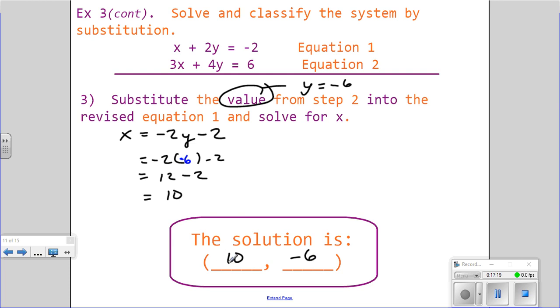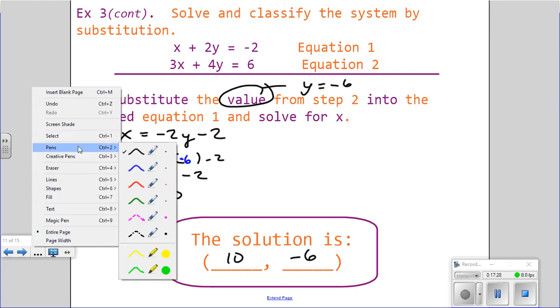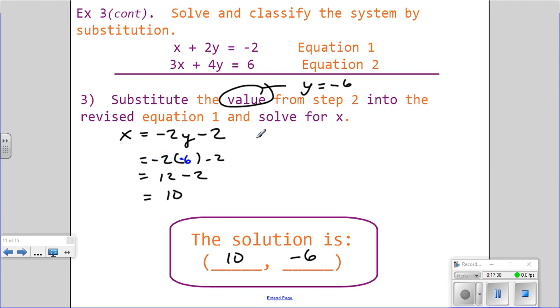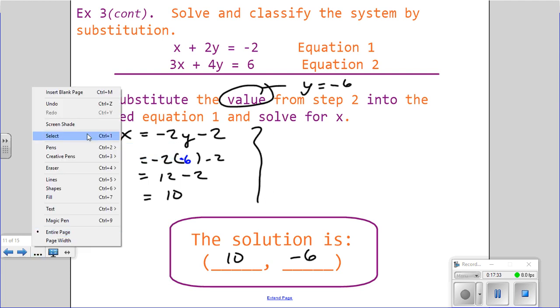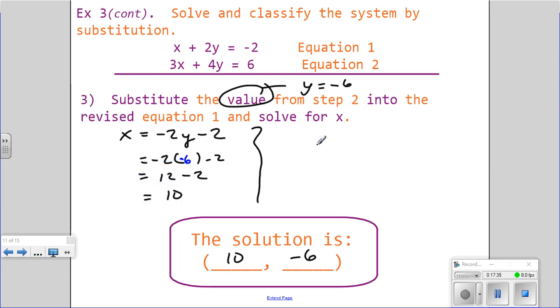Make sure you put it in xy order, alpha order, x before y. So now you would want to check your solutions, of course, with the original equations to make sure it balances. So we say x is 10, so 10 plus 2 times -6 should be -2. So 10 minus 12 should equal -2. Yes, it does. So it works on equation 1.